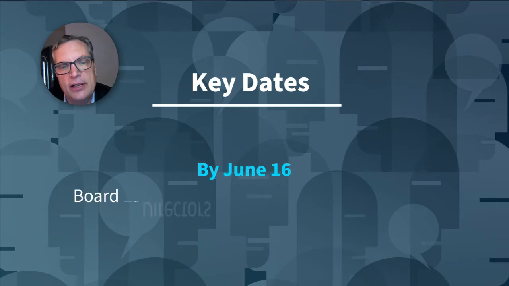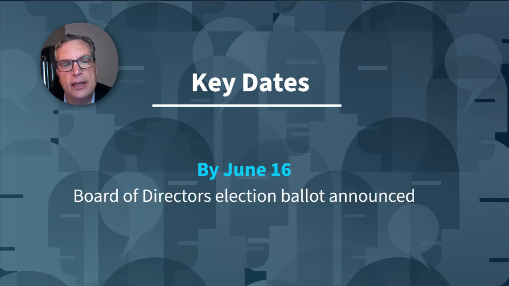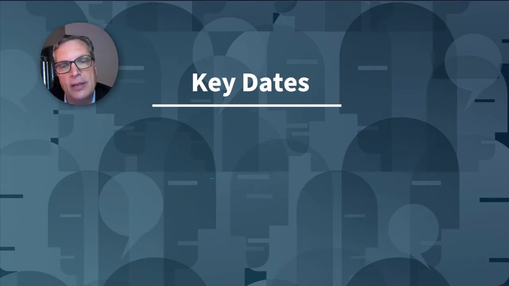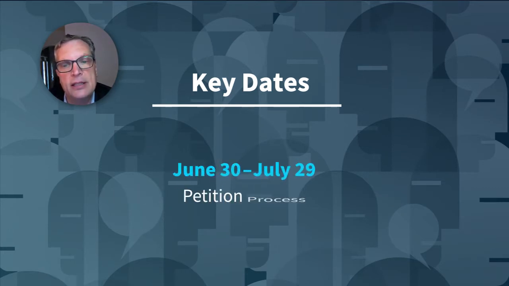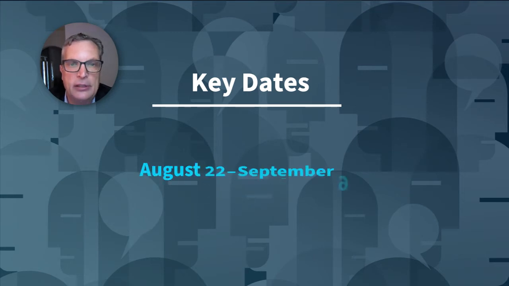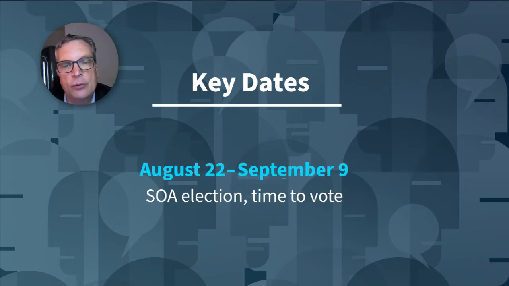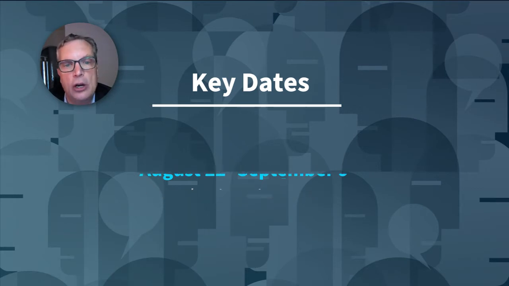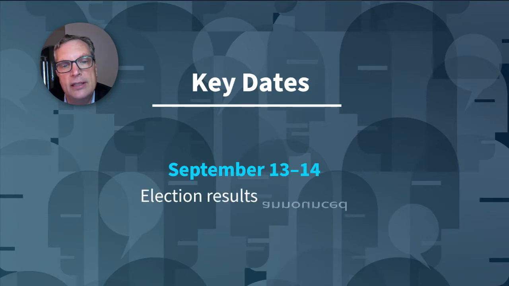After the nominations have been carefully considered, the SOA will announce the election ballot by June 16th. For applicants who did not make the ballot, the petition process is available from late June to late July. And after the petition period ends, the SOA election will be held August 22nd to September 9th, with results being targeted for a September 13th release date.